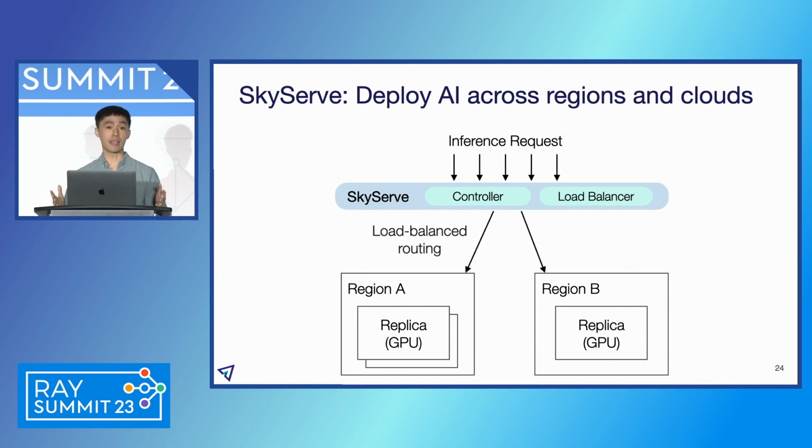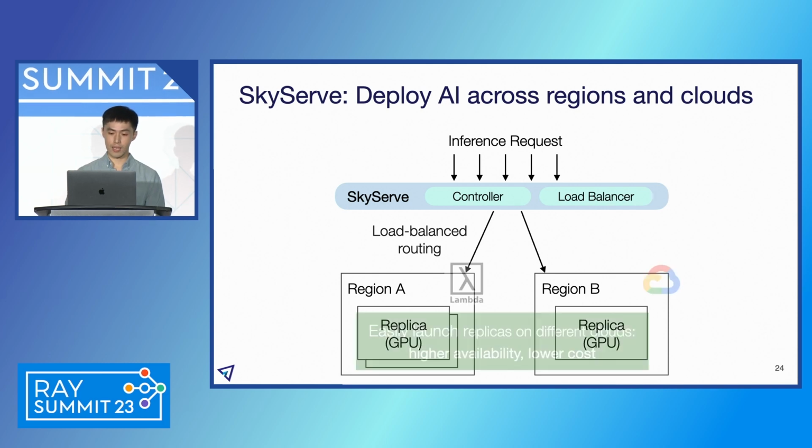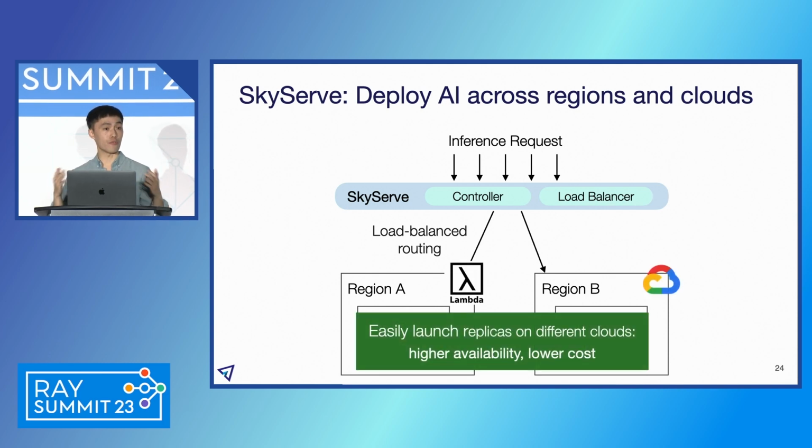In the steady state, SkyPilot comes with an out-of-the-box load balancer. It will route all the requests to all the replicas, even if they are spread across regions and clouds. And finally, just like before, if your organization has access to multiple clouds, we can enable you to launch replicas on different clouds. And this improves the GPU availability, but it also brings down cost because lower cost AI clouds like Lambda can be used.